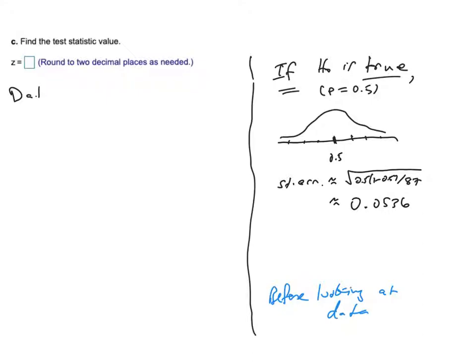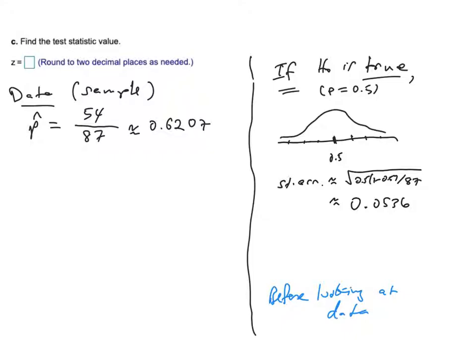data. Our data allows us to calculate a sample proportion. So p-hat is 54 out of 87. And that is 0.6207. Again, I'm giving myself a couple of extra decimal places every time. So that's my p-hat value.